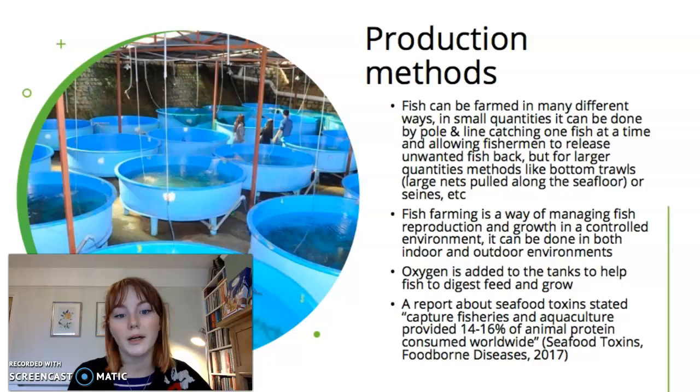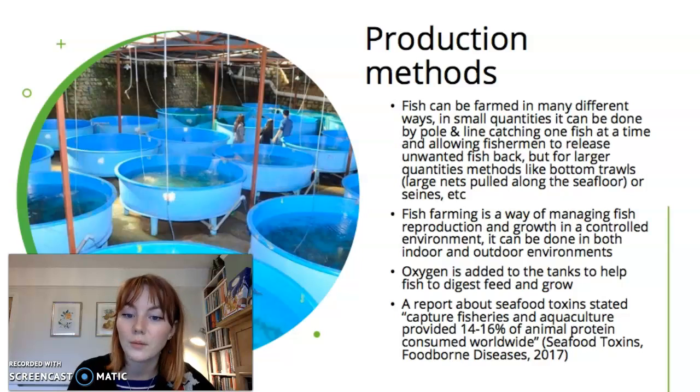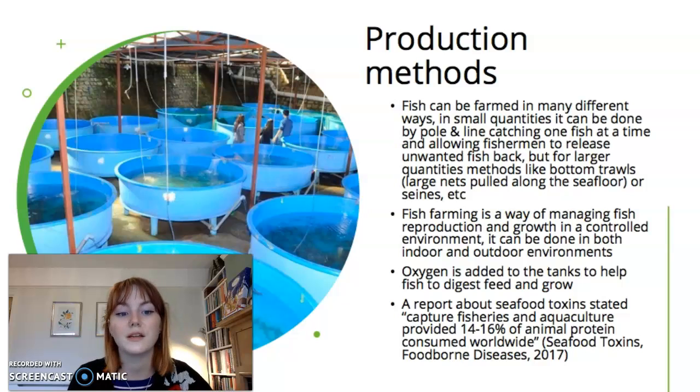Fish farming is a way of managing fish reproduction and growth in a controlled environment. As you can see from the picture above me, that's what a typical fish farm may look like. Fish farming can also be done outside, so it's always in a controlled setting, but it can be done in an outdoor environment as well. Oxygen is added to the tanks to help fish to digest, feed and grow, and obviously become larger and more economically viable. And a quote from the Foodborne Diseases Report said that capture fisheries and aquaculture provided 14 to 16% of animal protein consumed worldwide, which is a massive amount of the fish that we consume coming from fish farms. So there is a growing popularity there.